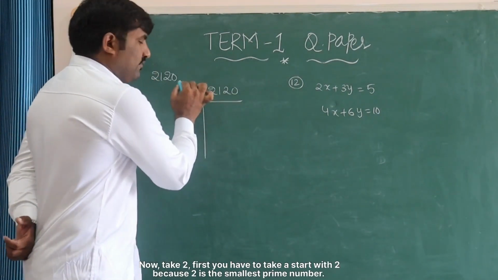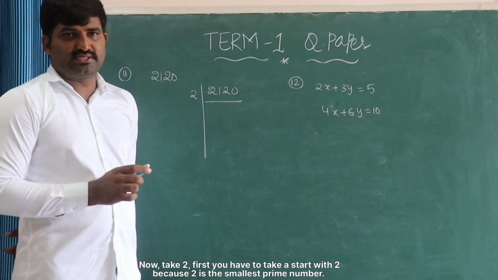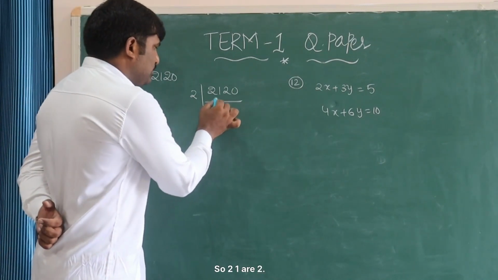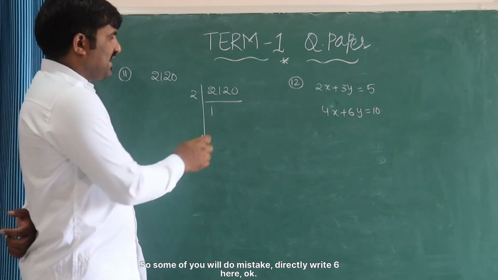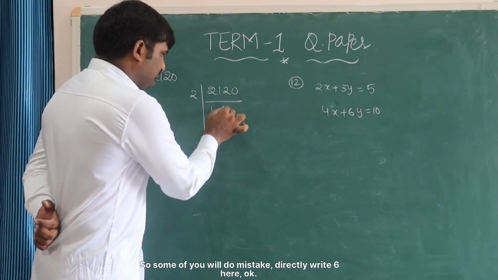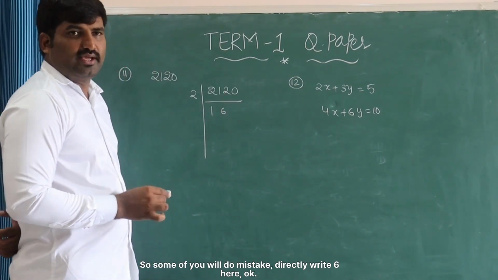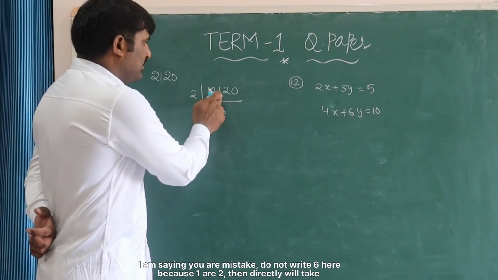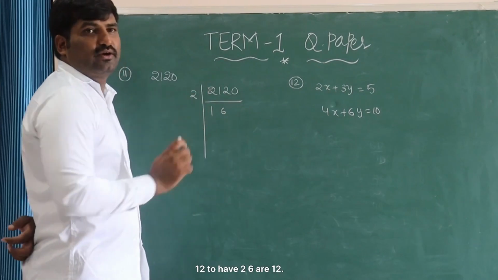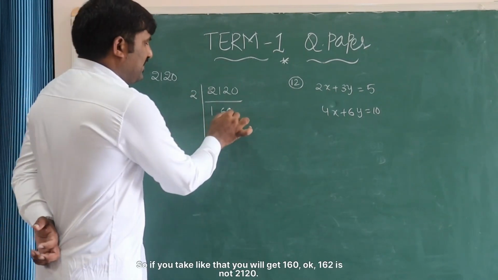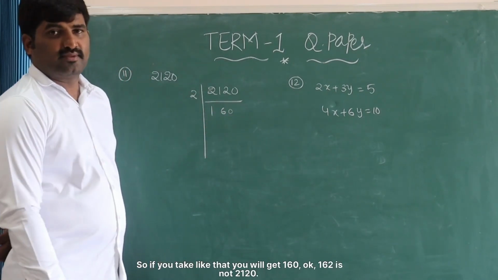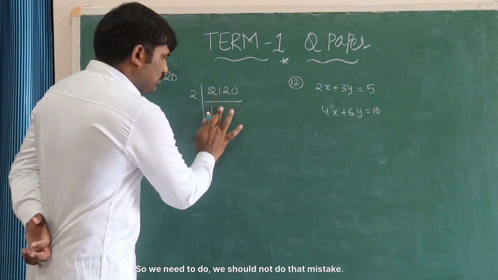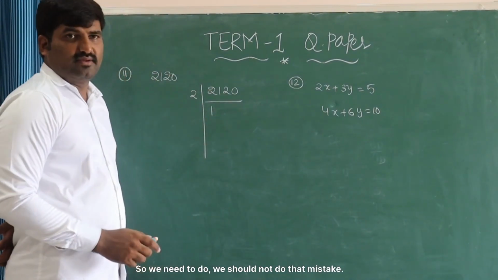Now take 2. First you have to start with 2 because 2 is the smallest prime number. So 2 ones are 2. Some of you will make a mistake, directly you write 6 here. Okay, I am telling you the mistake, don't write 6 here because 2 ones are 2, then directly you will take 12, 2 6s are 12. If you take it like that you will get 1620. Okay, 1620 is not 2120. So we should not make that mistake.